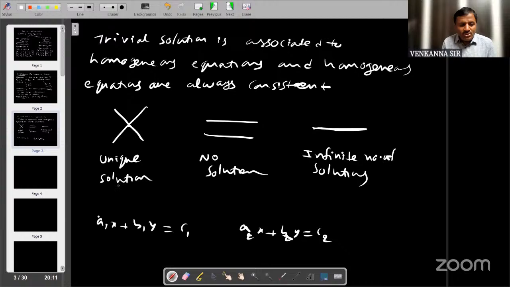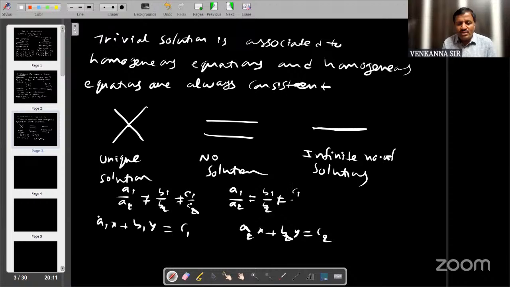For unique solution, the condition is a1 by a2 is not equals to b1 by b2. For no solution, a1 by a2 is equals to b1 by b2, and it is not equal to c1 by c2. For infinite number of solutions, a1 by a2 is equals to b1 by b2 is equals to c1 by c2.